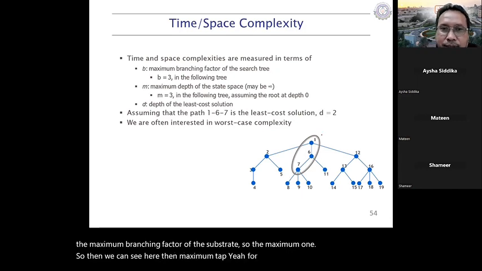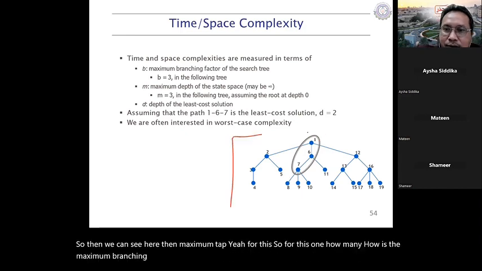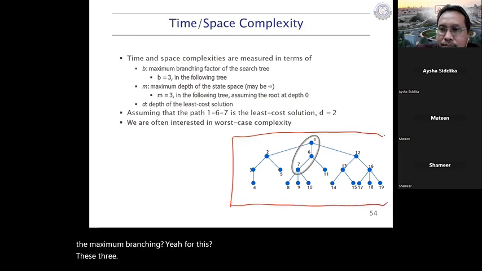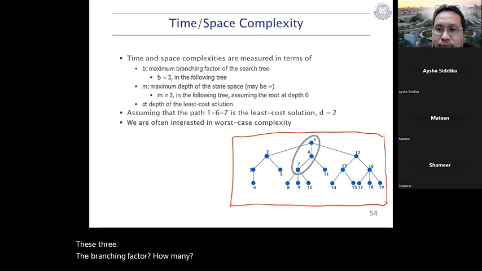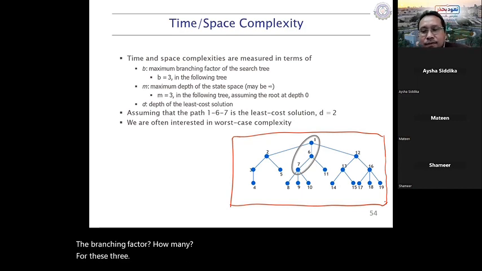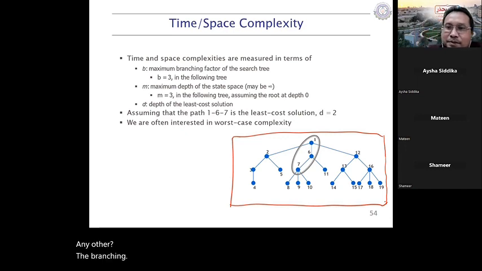For this tree, what is the maximum branching factor? 2? No, any other? 3. Yes, 3, because the branching is like this. This is the branching.